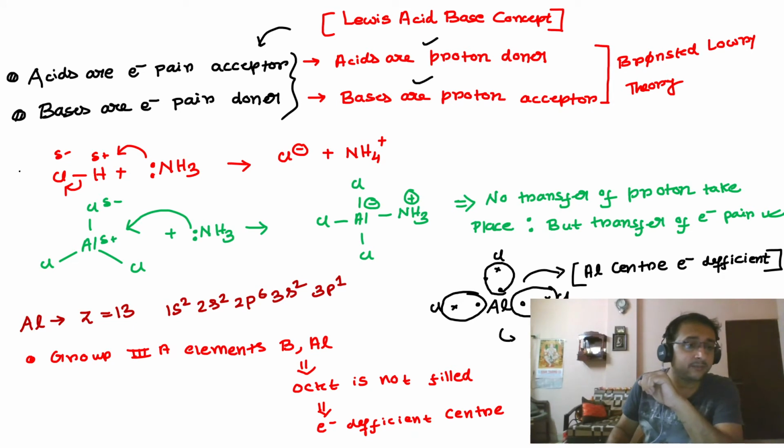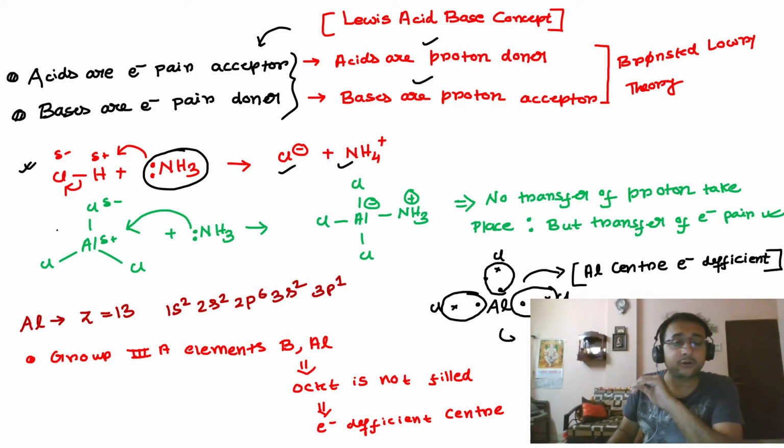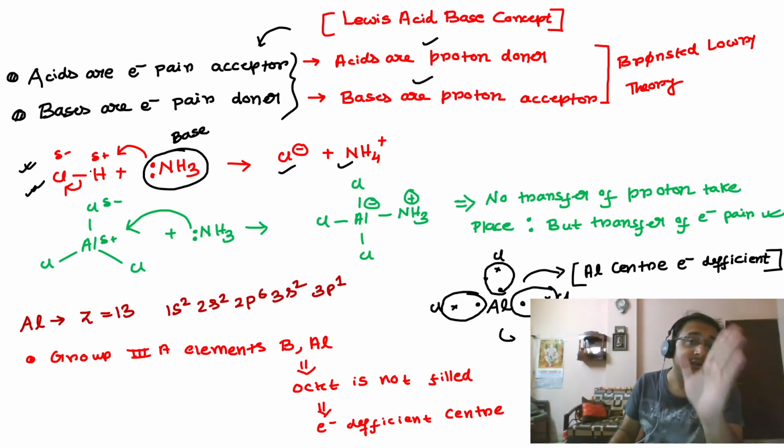Now let's take one example. There is a reaction between hydrochloric acid and ammonia. You can see that there is a lone pair of electrons. This is the electron rich center, and it will donate electrons to the electron deficient center, and these are the products. Now this moiety is an electron donor, so according to the Lewis acid base theory, as it is an electron donor, it is a base. On the other hand, this moiety accepts electrons, so it is called an acid. This is according to the Lewis acid base concept.